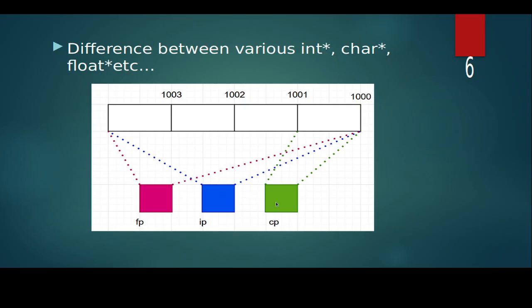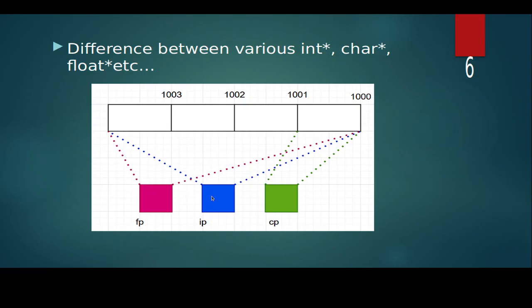If we store the address of an integer variable into a character pointer type, it can point to just 1 byte. If we store an integer's address in a float pointer, assume this fp is float, then it points to 4 bytes. So this is a difference between character pointer, integer pointer, and float pointer. Is there a difference between float pointer and integer pointer?